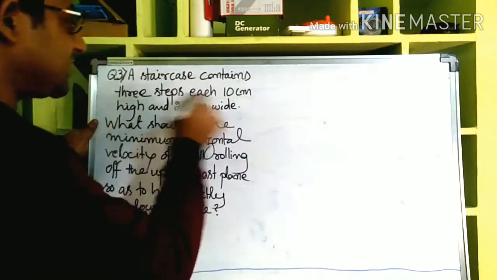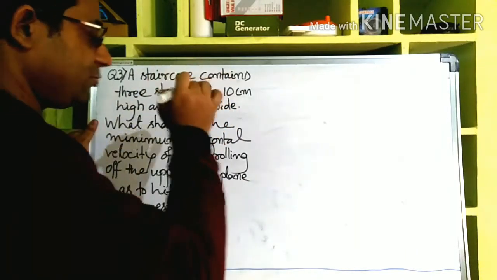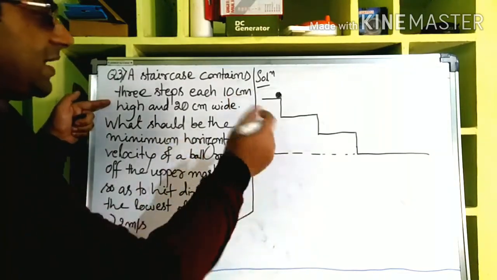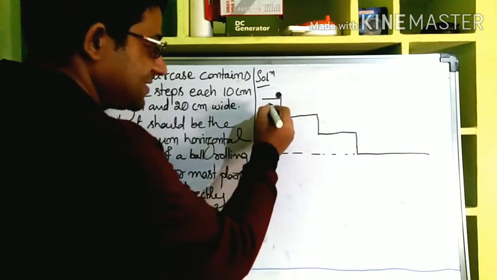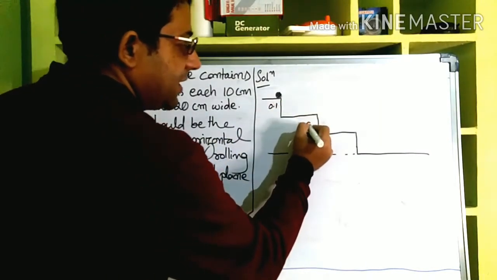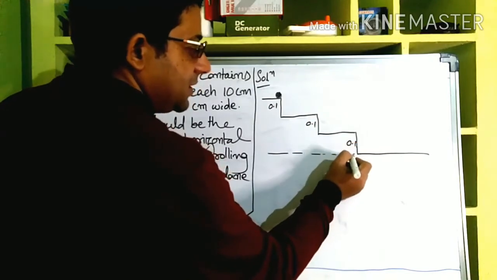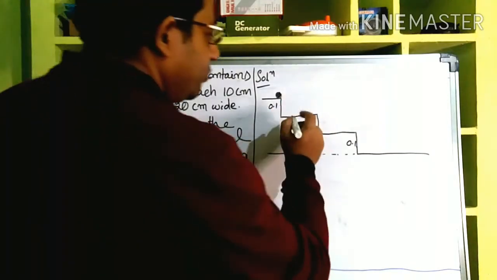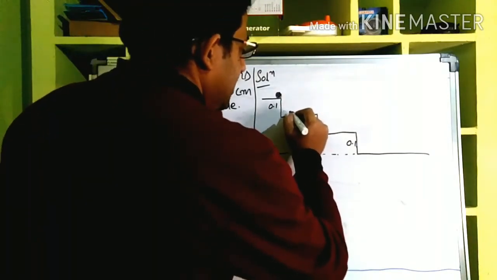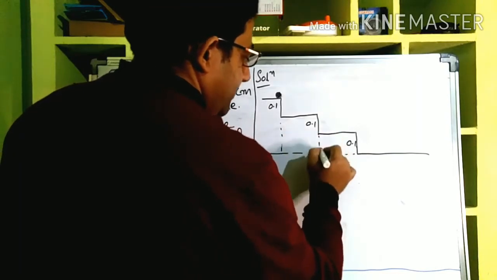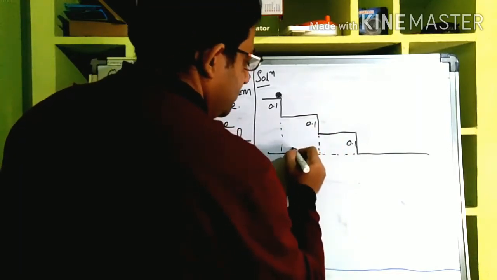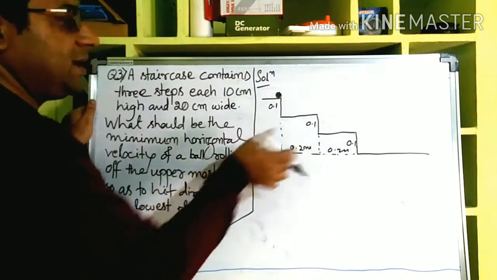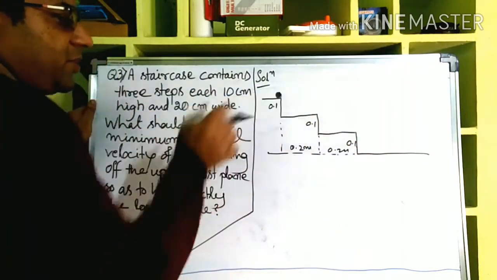A staircase contains 3 steps, each 10 cm high and 20 cm wide. 10 cm is 0.1 meter. We can take it in SI unit directly. So each step is 0.1 meter high, 0.1 meter, 0.1 meter high, and 20 cm wide, so 0.2 meter wide. One step is 0.2 meter wide and the height is 0.1 meter, 0.1 meter, 0.1 meter.